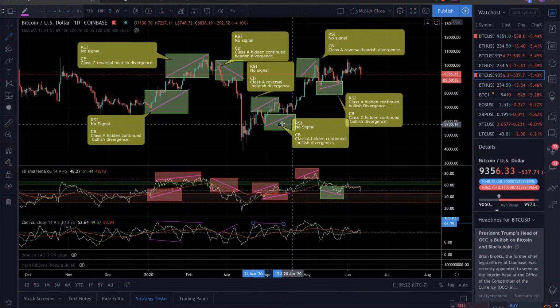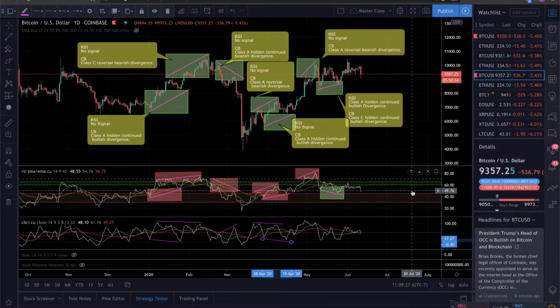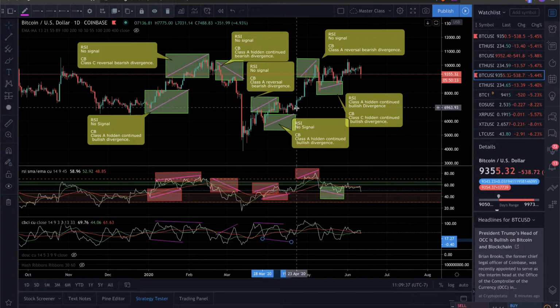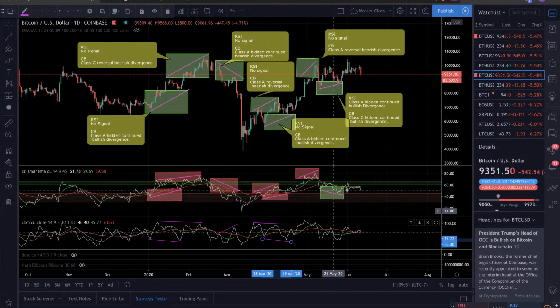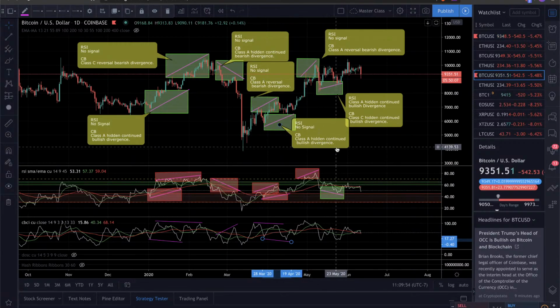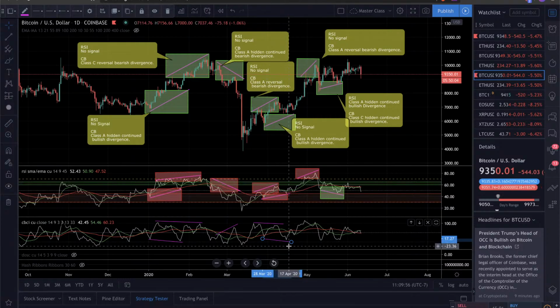This guy, again, no RSI, gave zero signal. But if you look at the CB index, we have a Class A hidden continued bullish divergence. So right here, we had our bearish divergence play out where we had a drop to the downside. So from 73 to 65, so about an $800 move to the downside. And again, you can see where the CB index moved to the downside quicker and faster than what the RSI and the price did, creating that hidden continued bullish divergence for it to play out.